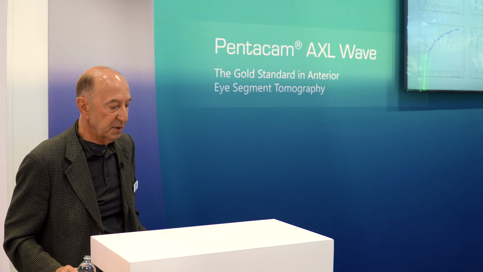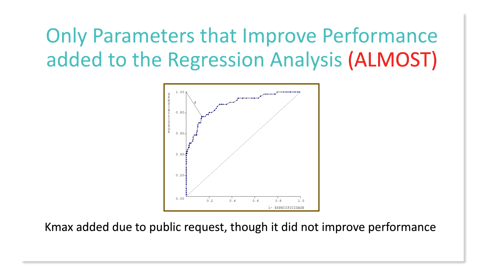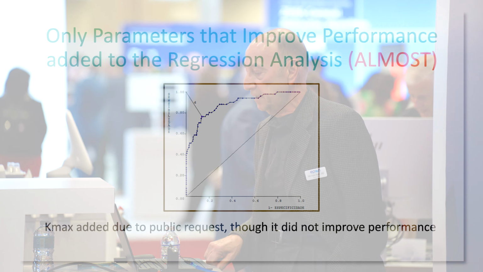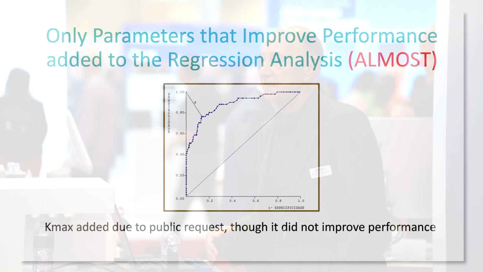Now, only parameters that improve the overall performance were added. So we went from 5 to 9 parameters. Well, that's almost true, okay? Kmax is a horrible performing parameter. All you out there wanted us to incorporate Kmax because it's so commonly used. But as you can see here, for those of you who are familiar looking at these curves, it's really a very poor performing parameter and actually did not add anything to the overall performance of the map, but people wanted it, so we listened to the people.